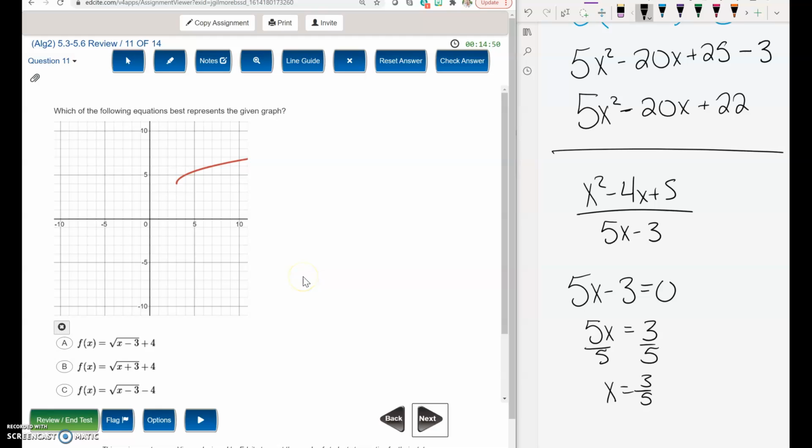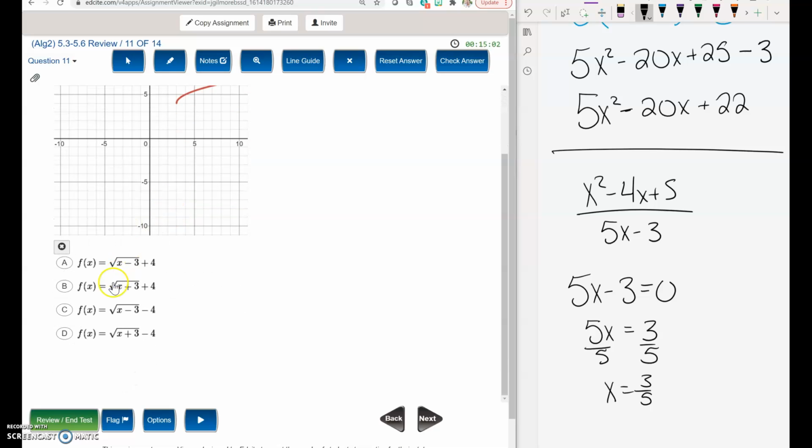Which of the following best matches the graph? Okay, on this, you're really looking at this point right here. This point is how this square root graph has moved. It has moved right 3 and up 4. Remember, right 3, that's backwards. It actually is minus 3. So it's definitely not going to be the plus 3s. And then up 4, that's normal. So our answer is going to be that one, the minus 3 under the radical and the plus 4.